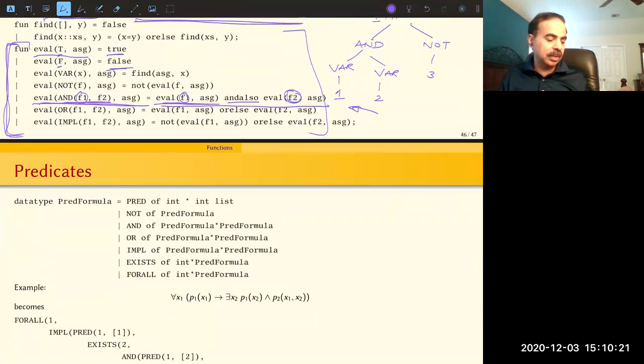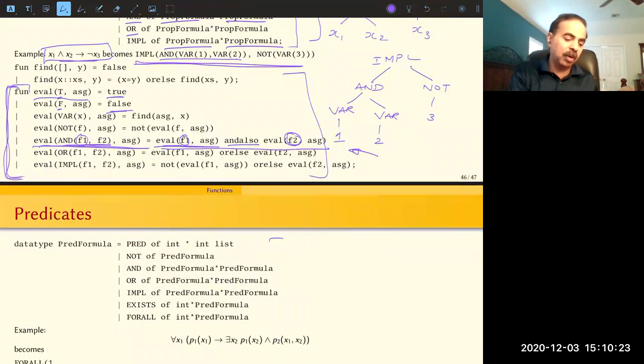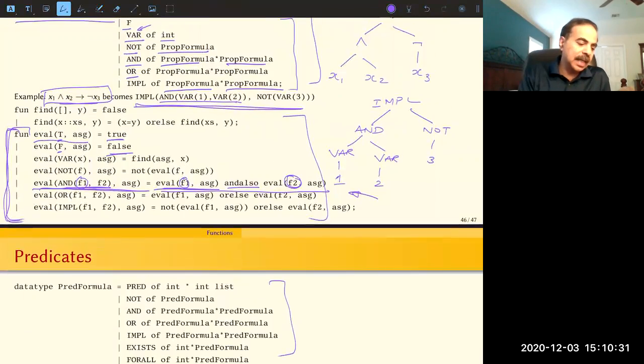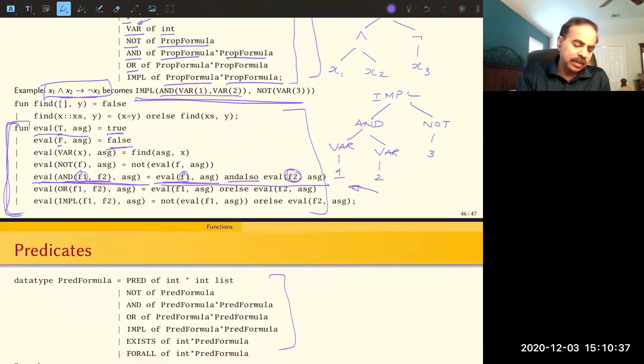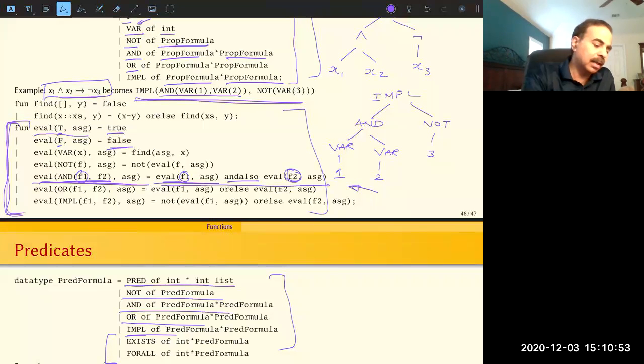In the same way, you can also take a predicate formula and once again express it using a data type. And you can see that the data type for predicate formula and proposition formula are quite similar, right? You have the same propositional operators like not, and, or, and implication. But of course, you add two more operators, the quantifiers exists and for all. And the base case here is a propositional variable. In the case of a predicate formula, the base case is going to be a predicate.